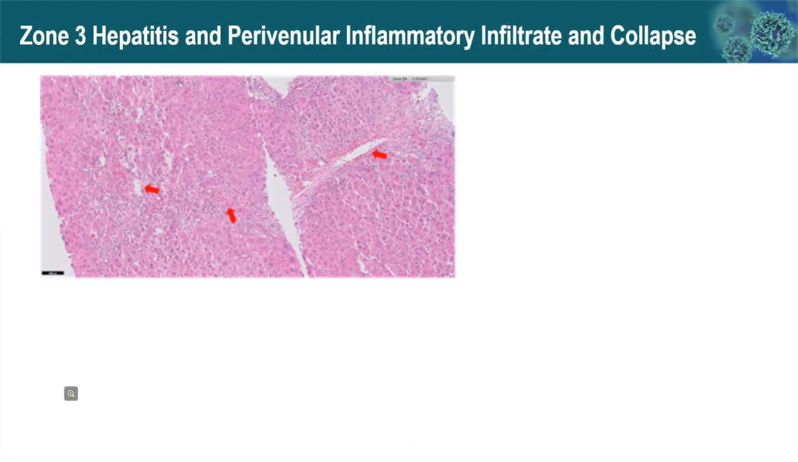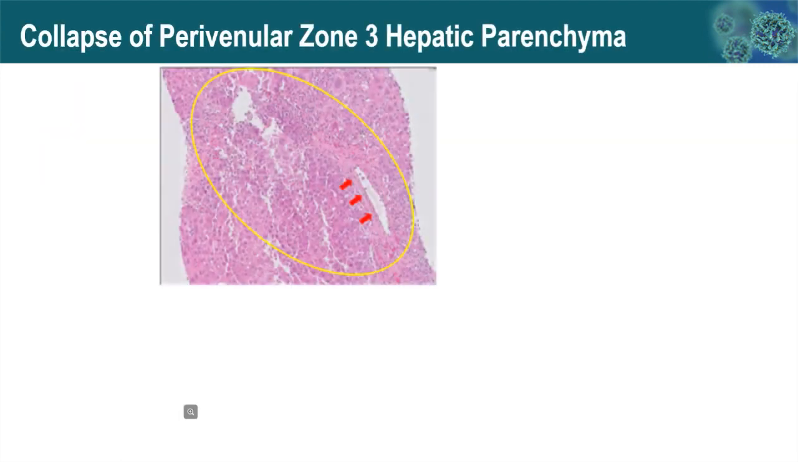The other pattern of injury that has been observed is a zone 3 hepatitis and a dense perivenular inflammatory infiltrate and collapse. The zone 3 parenchyma shows a dense inflammatory infiltrate highlighted by the red arrows. On high magnification, we can see that there is collapse of the perivenular hepatic parenchyma with hepatocellular dropout and collapse of the perivenular hepatocytes with associated dense mixed inflammatory infiltrate composed of neutrophils and mononuclear cells.